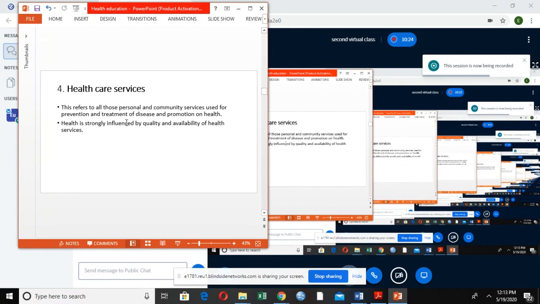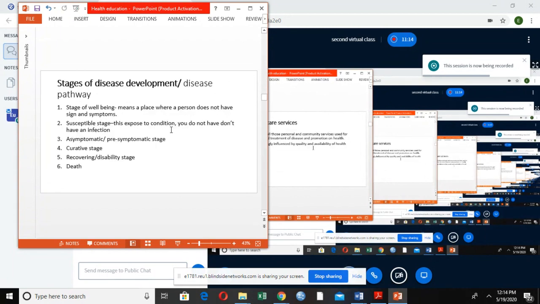If you have poor health services, you will not have good promotion of health, you will not have good preventive measures, you will not have good treatment measures, as well as rehabilitation measures of people living with chronic diseases. And health is strongly influenced by quality and availability of health services. It's not merely availability of health services alone. You still need quality health services for good health status of a population. So we have those four factors that normally influence health status of a person: human biology, environmental factors, healthcare services, as well as the lifestyle of a person.